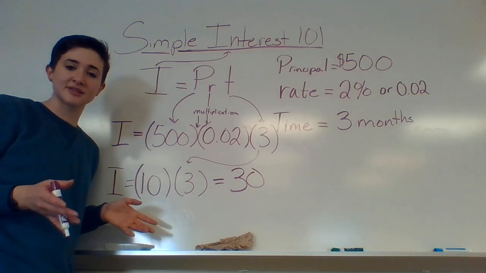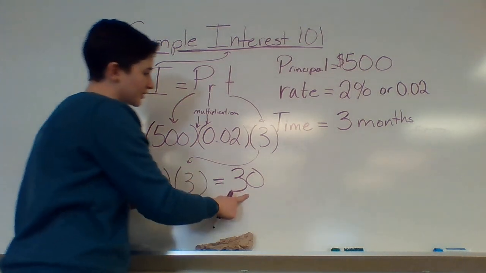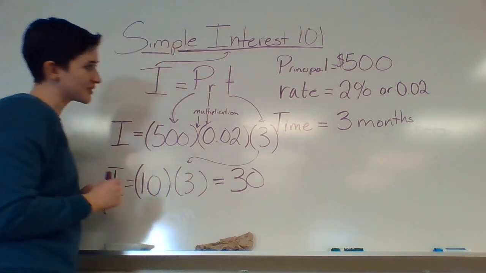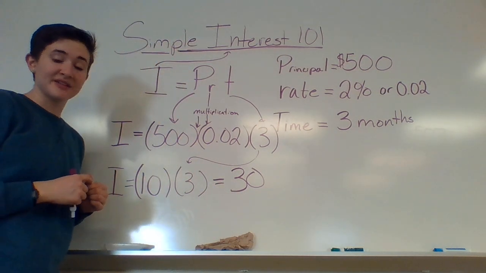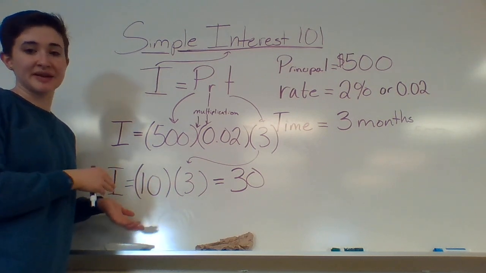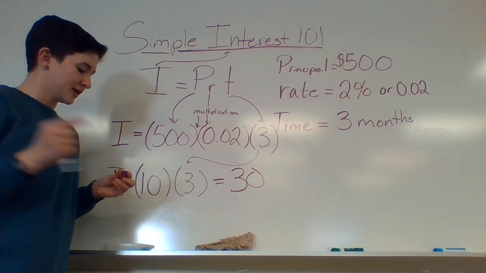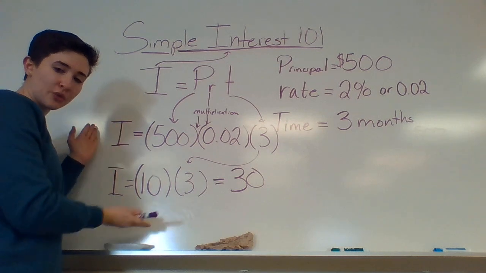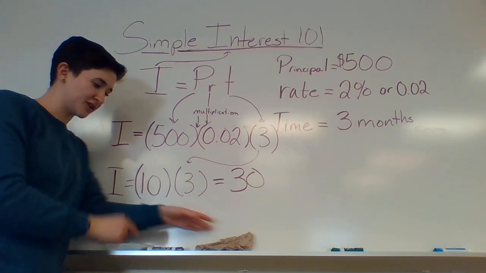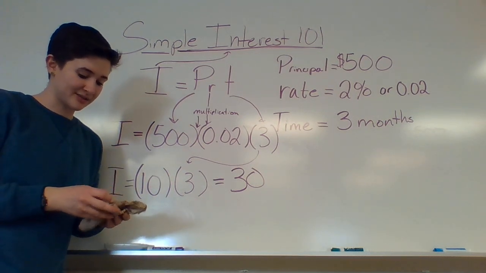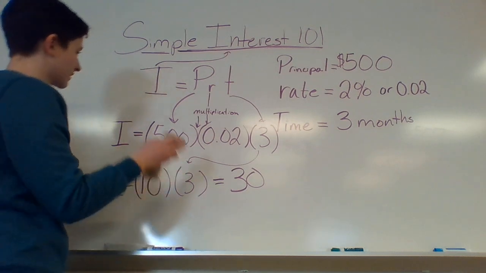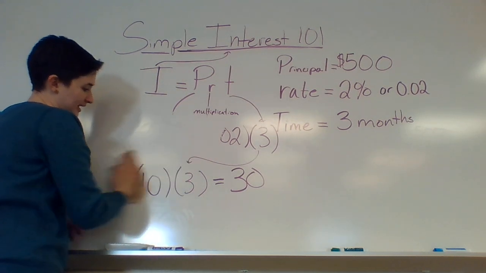Does that make sense? $30. So I start with 500, and I will end with 530 if I choose to take my money out after 3 months. Now, don't worry about taking this down for notes. You don't need to pause the video. There are notes in the next slide that you can copy this down from. We're going to work this out using a table now.